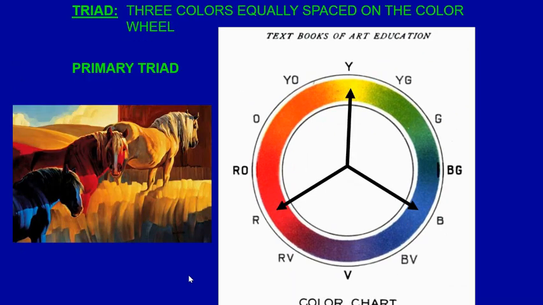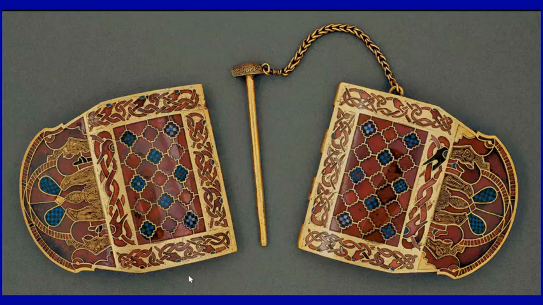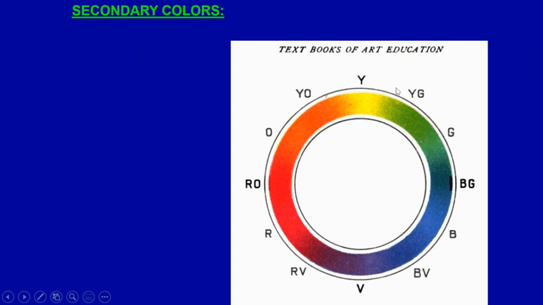And then a triad is three colors equally spaced on the color wheel. And I found that in the northern medieval era, with the Vikings and the Hiberno-Saxons and their jewelry making, the yellow is the gold, and the red and the blue. So this could be considered a primary color scheme on this.